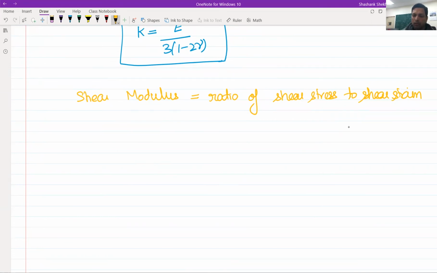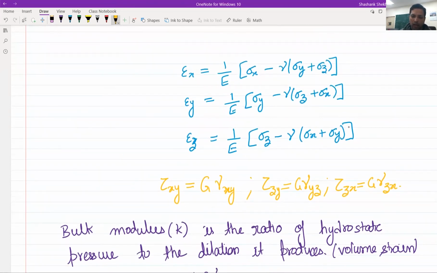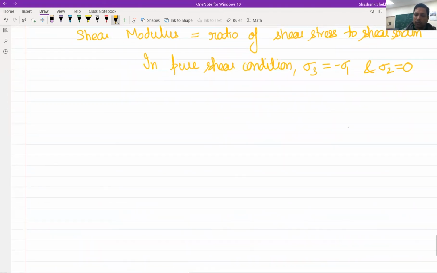To get to the equation for this, we will go to the pure shear condition. In pure shear condition, sigma 3 is equal to minus sigma 1 and sigma 2 is equal to 0. Now, if we write sigma 3 is equal to minus sigma 1, then we can go to this relation and put the value over here. Again, like I said, instead of epsilon x, you can say it is epsilon 1. Epsilon 1 equals 1 by E times sigma 1 minus nu times sigma 2 plus sigma 3. So we will take this relation and put these conditions there.